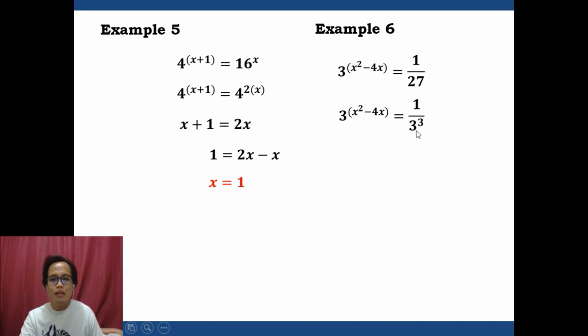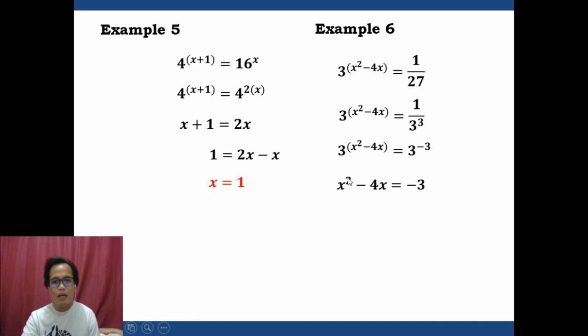Since 3 is now the base in the denominator, we first apply the law of negative exponents. We take the reciprocal of the fraction, and the exponent changes from positive to negative. So copy 3 raised to x squared minus 4x equals 3 raised to negative 3. Now that it is the same base, we can equate the exponents: x squared minus 4x equals negative 3.